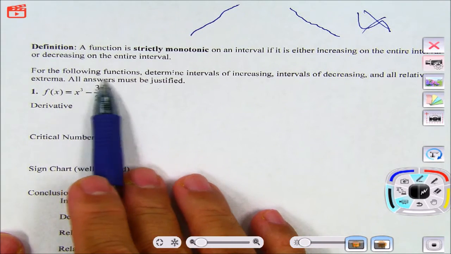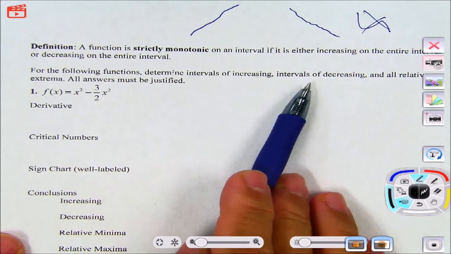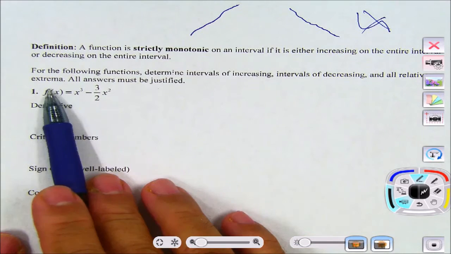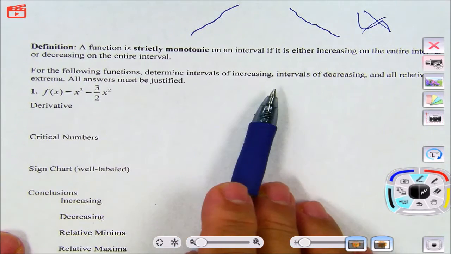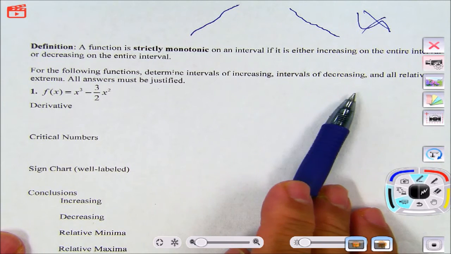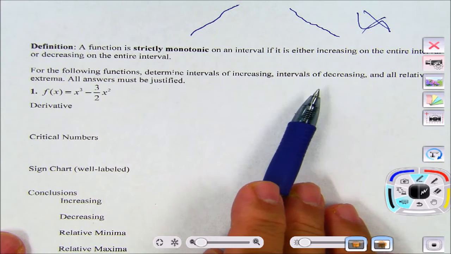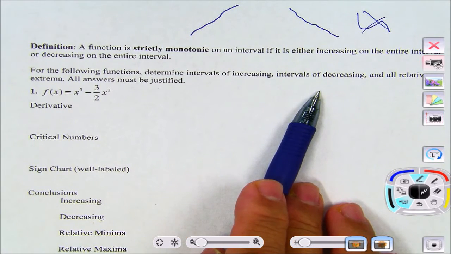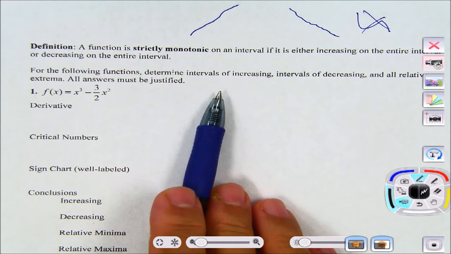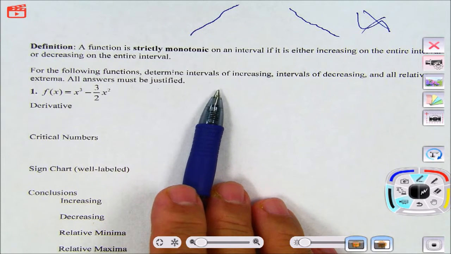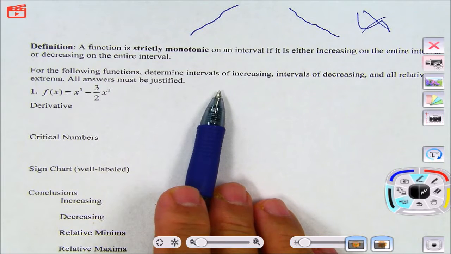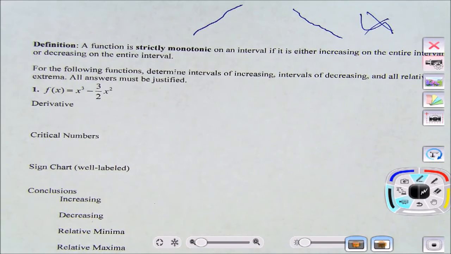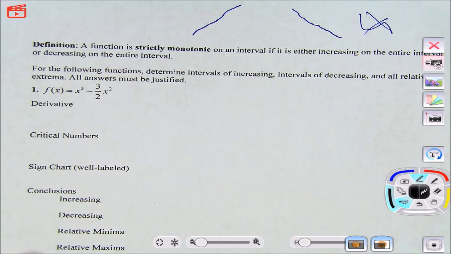So the following functions: determine intervals of increasing, intervals of decreasing, and all relative extremes. That's also another confusing part. They usually ask all that stuff in one question, so you think they're all using one theorem. Well, intervals of increasing and decreasing use one theorem, and then the relative extrema is the other theorem. So it's two separate theorems, but they are related. They're just interlocked together.